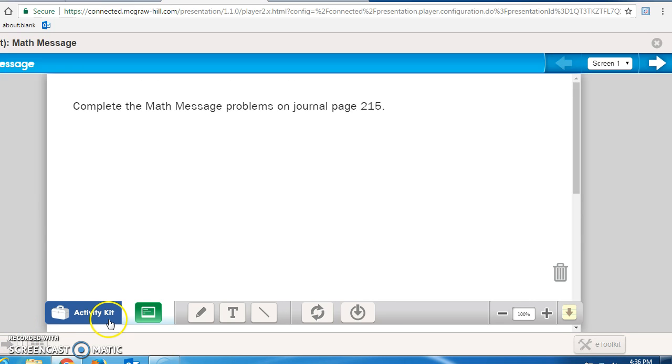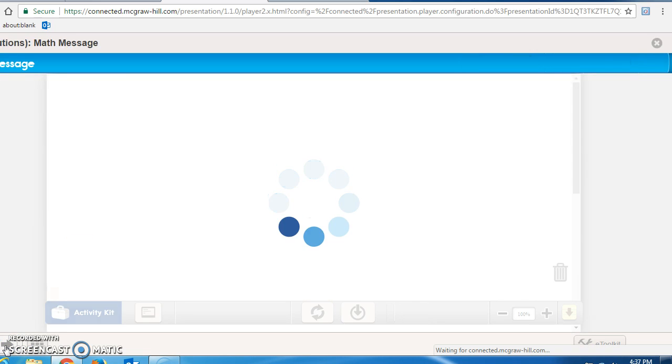It's going to be fairly hard for you to complete math message problems on journal page 215 unless you have walked back and had me show you how to use the half circle protractor. So it's a good reminder right now for you to take the time to do that. So again, if you haven't, pause the recording now and come back to me. If you have, continue on with the recording.